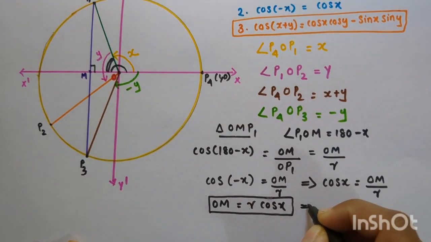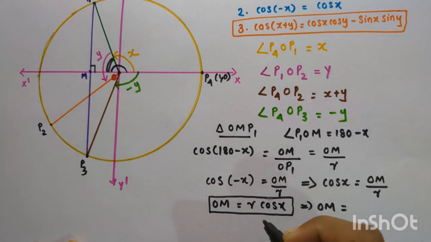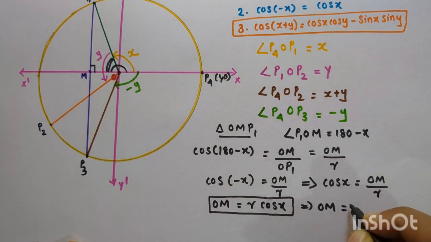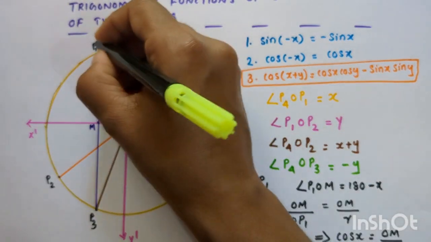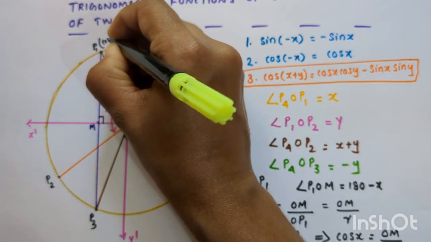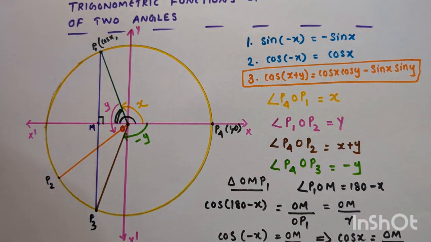Here we can write the x coordinate OM is equal to radius. It is a unit circle, so radius is 1, into cos x. So when you consider this point P1, the x coordinate will be cos x. Now what about its y coordinate?